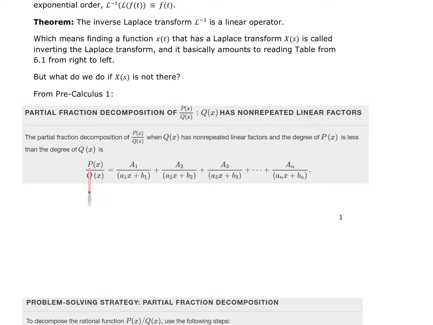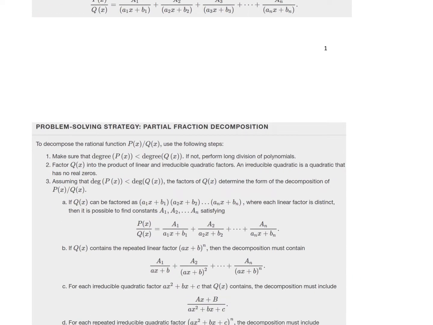So as an example, if I have p of x, which is a polynomial, over q of x, which is a polynomial, I could rewrite it as a over x, a sub 1 x plus b sub 1, etc. And then, of course, if they're non-repeating linear factors, how do we do this? Well, if I have non-repeating linear factors, then I have this a1, a2, a3 on top of each one of those individual linear factors.